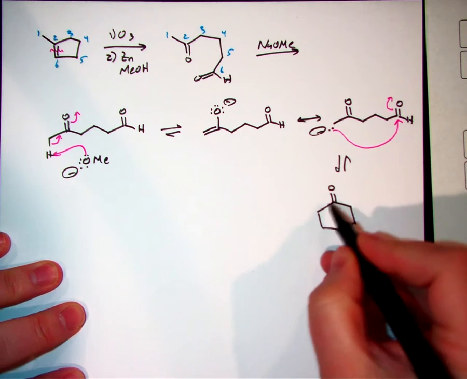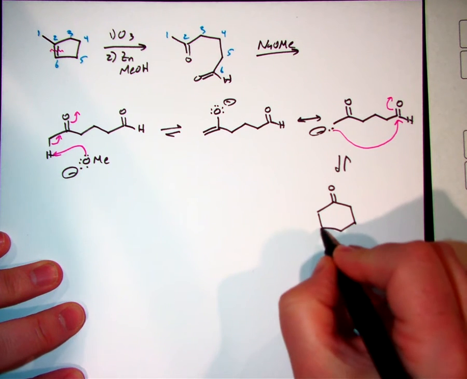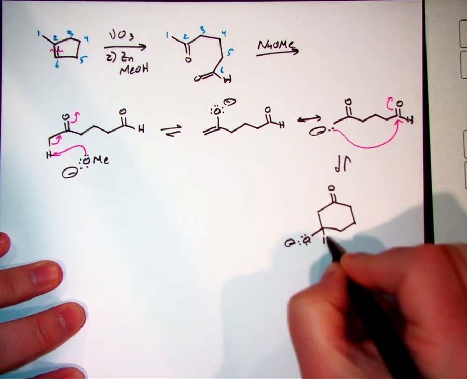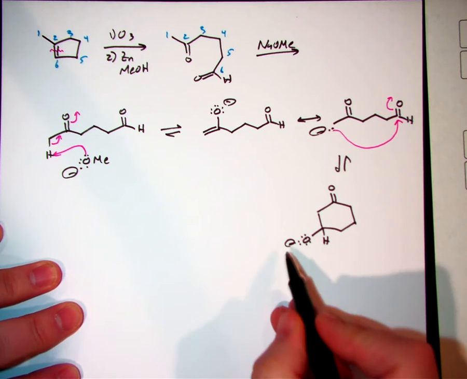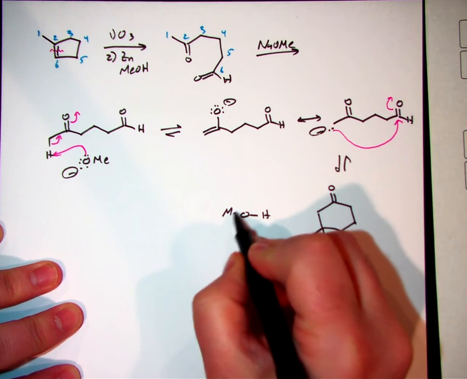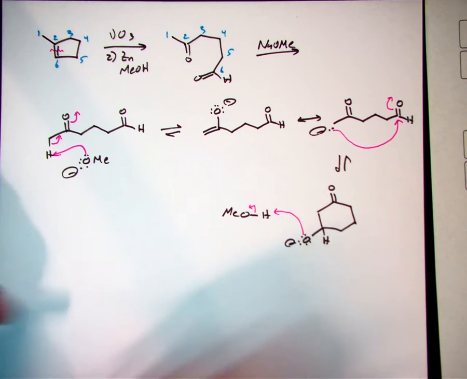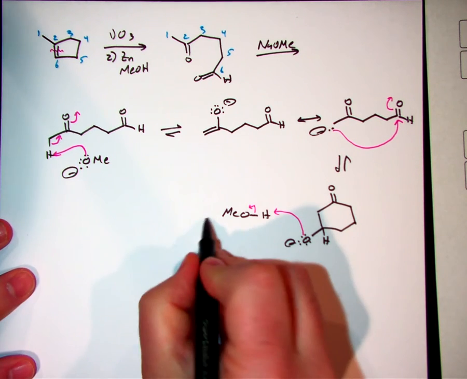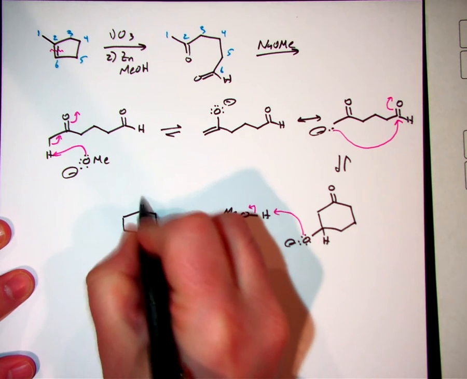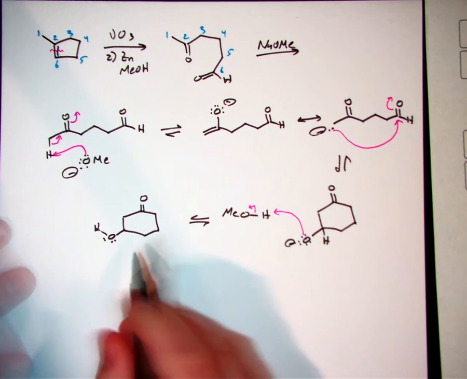This is my carbonyl. This is 1, 2, 3, 4, 5, 6. Carbon 6 is where we're going to have our alkoxide and an H. To complete the aldol, we need to protonate this. We will use some methanol to do that. So this is the aldol product.